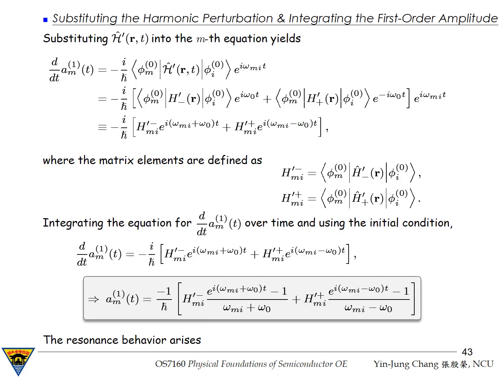By integrating the equation shown here and applying the initial condition, we obtain this formula for a sub m1 of t, which is the first order correction term to the amplitude of the mth unperturbed state. It is the heart of the harmonic perturbation problem. It already tells us where resonance will come from. If one of the denominators becomes small, the corresponding amplitude becomes large compared with the non-resonant contribution. So the resonance behavior arises when either of the denominators is close to zero.